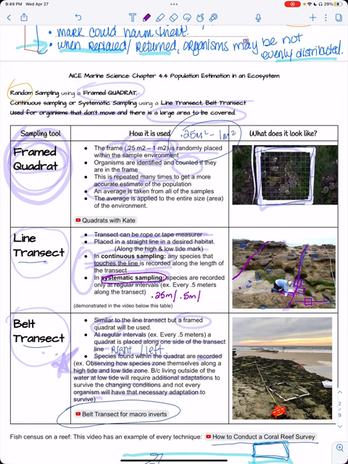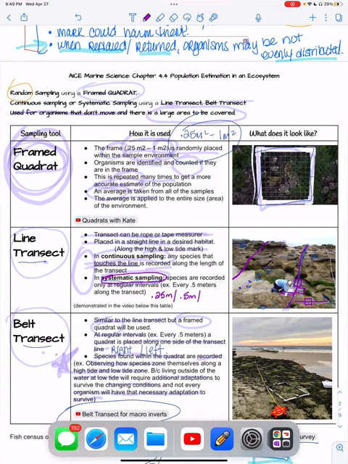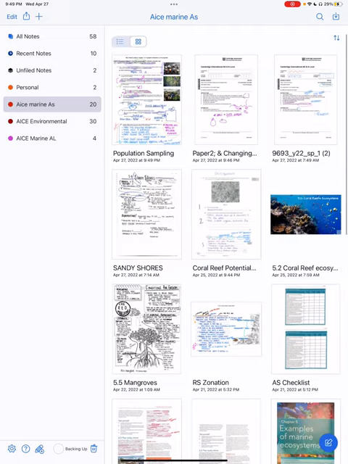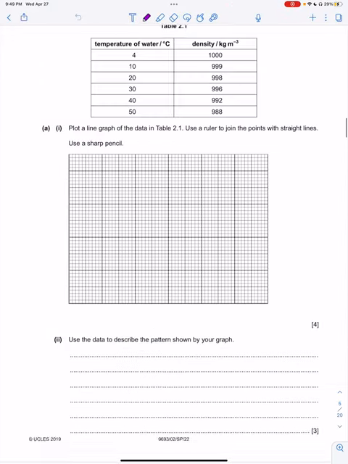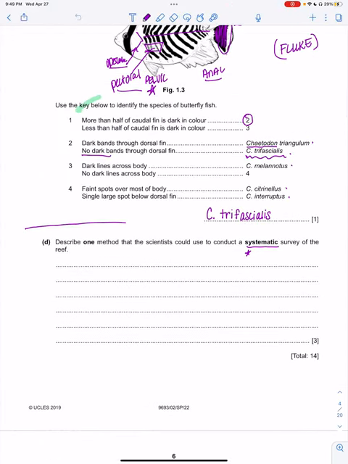All right. Go back to the original one. Two. So one method.